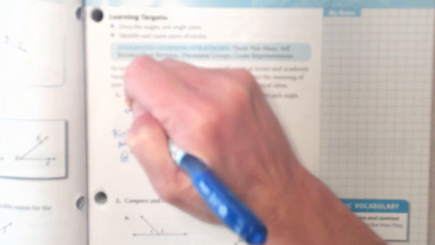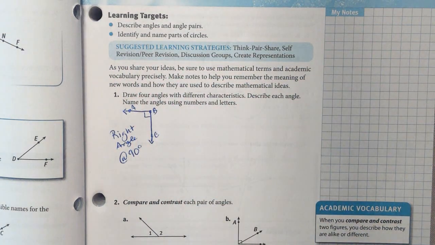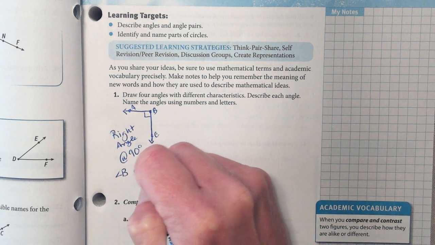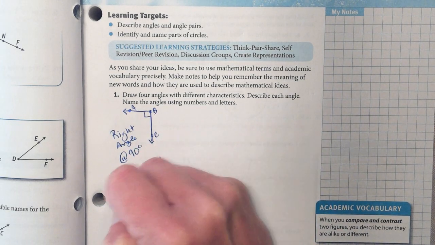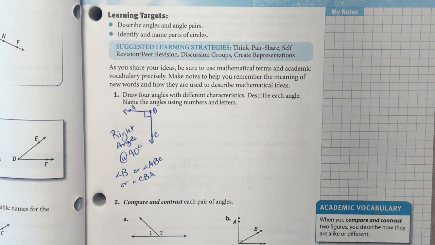And I'm going to put a point here. I'm going to name that A, and then B, and then C, because I'm a boring math teacher, and that is how it works. I could name this angle B, or angle ABC, or angle CBA. There's one. Let's see what else I can do.